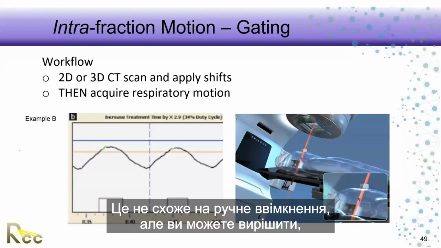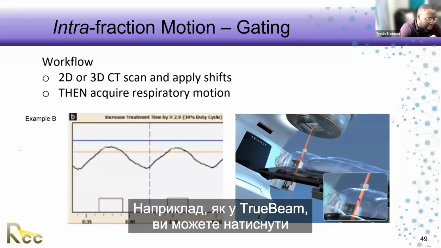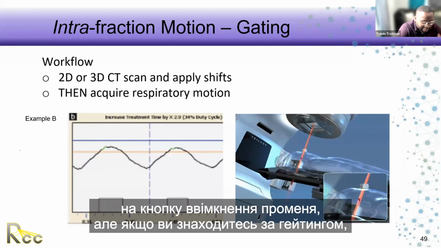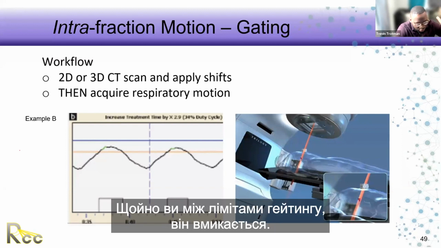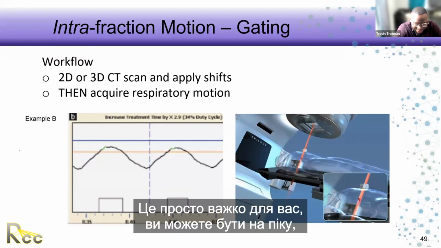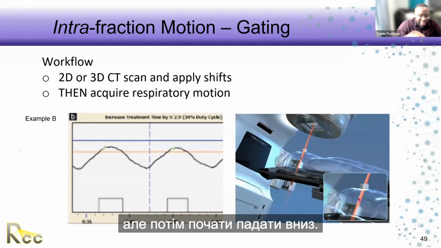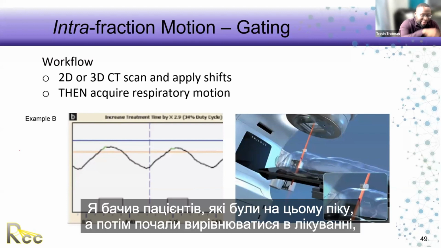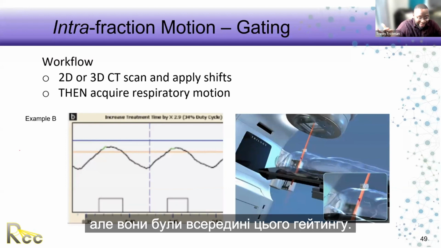It's not like a manual turn on, but you can decide when it turns on. So for example, on a TrueBeam, you can hit the beam on button, but if you're outside the gate, it's not going to turn on. As soon as you drop in the gate, it turns on. It's just hard for you. You can be at that peak, but then you can start dropping down. I've seen patients where they're at that peak and then they're starting leveling off in treatment, but they're inside that gate. You know what I mean?